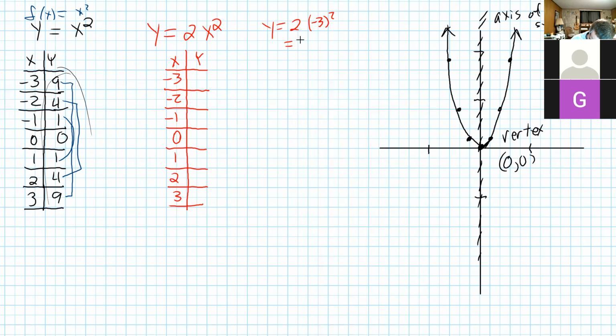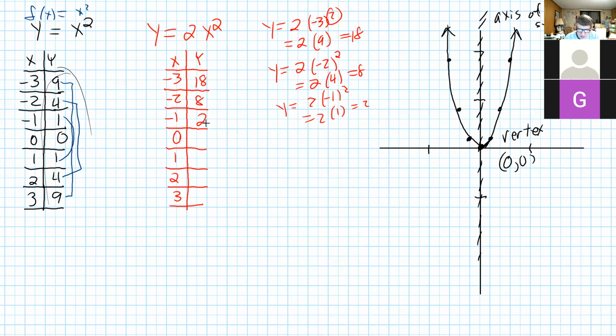It's parentheses first, so you would square it first. Right, well, in fact, exponents first, but yes. So this would be 2 times 9, which is 18, okay? And then when x is -2, you'd have 2 times -2 squared, which is 2 times 4, which is 8. And then y equals 2 times -1 squared, which is 2 times 1, which is 2.